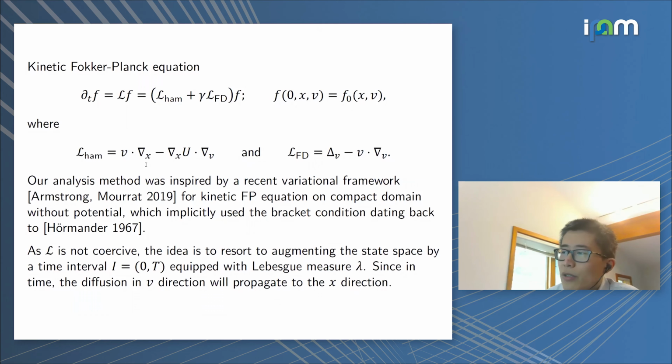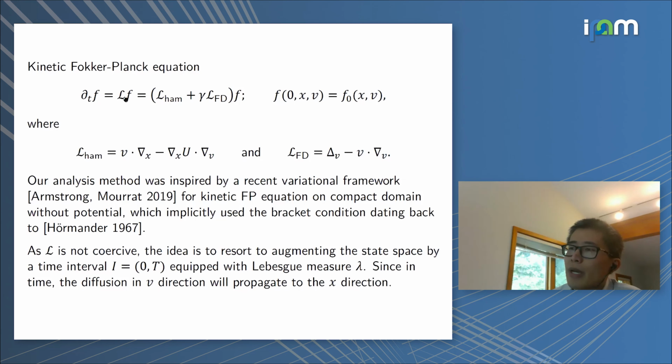Okay, so we still want to establish a Poincare inequality. But as we said before, it's impossible to establish a Poincare inequality just in terms of X and V. Okay, but now if you lag the time a little bit, so that we actually augment the state space by putting a time interval on top of X and V, and equip it just with a Lebesgue measure, and we think of this equation as a whole.